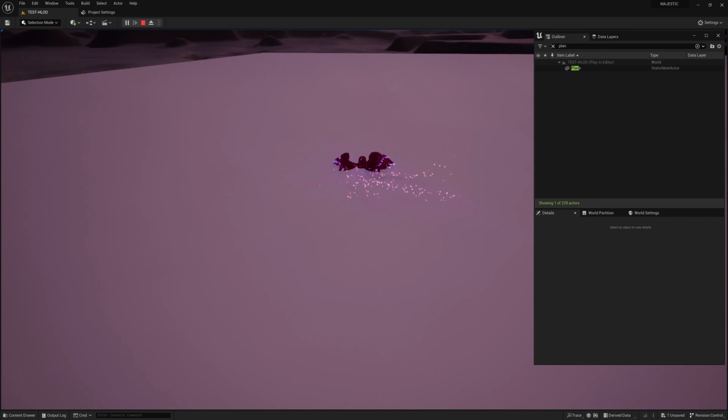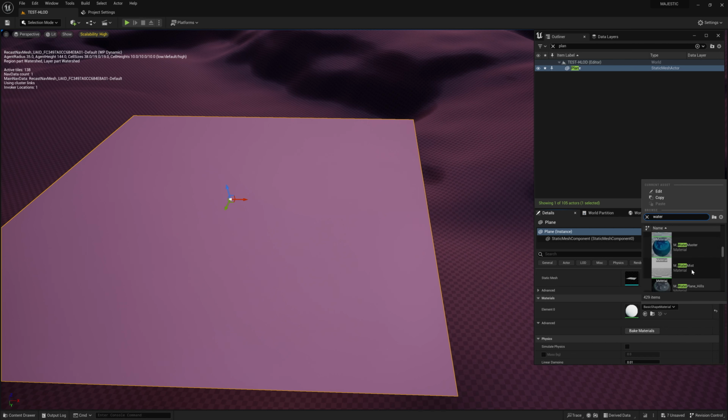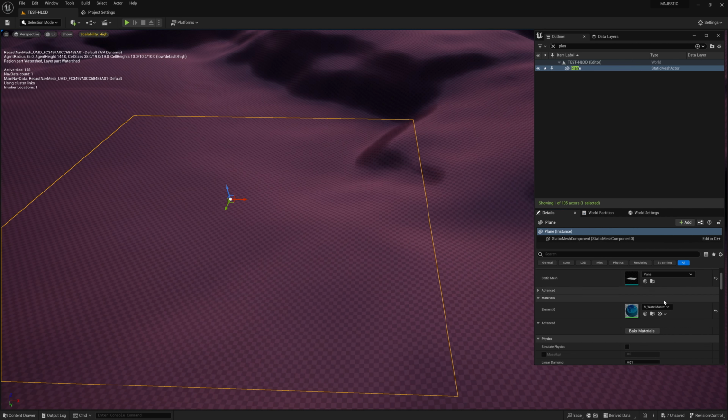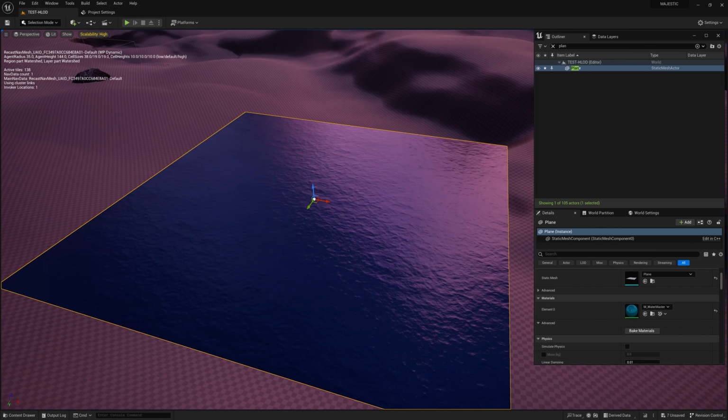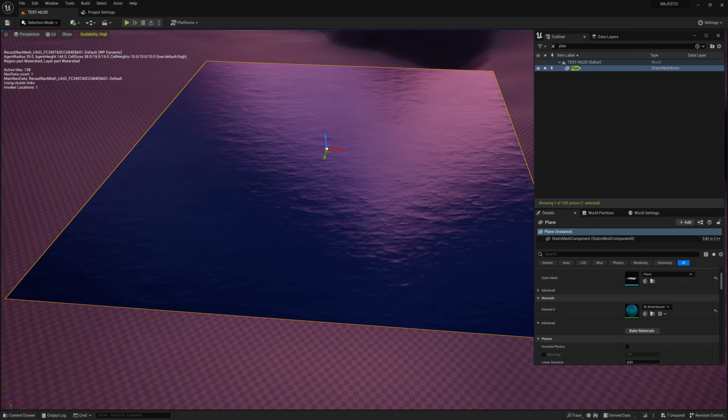There are definitely some polish and tweaks that need to happen here, but I just think water in an open world is one of those things. It just makes the world so much more interactable if you can go in the water. So I definitely wanted to make it a priority.